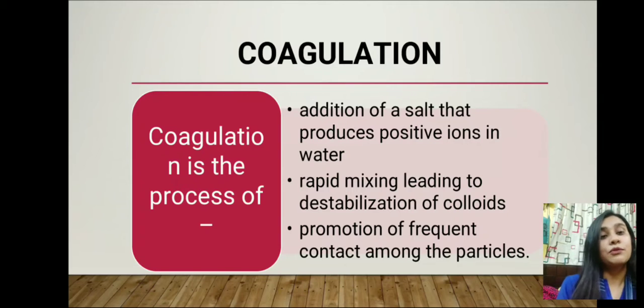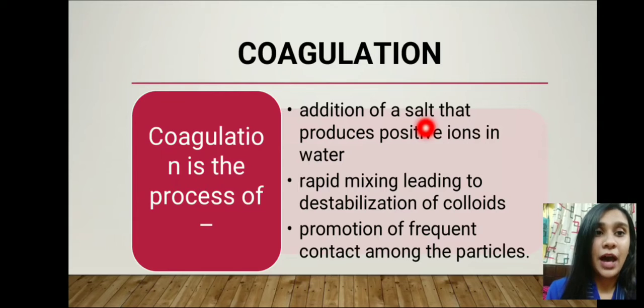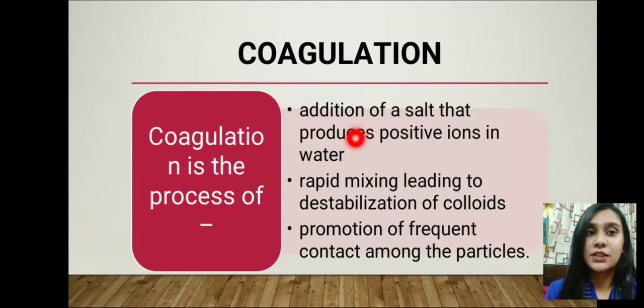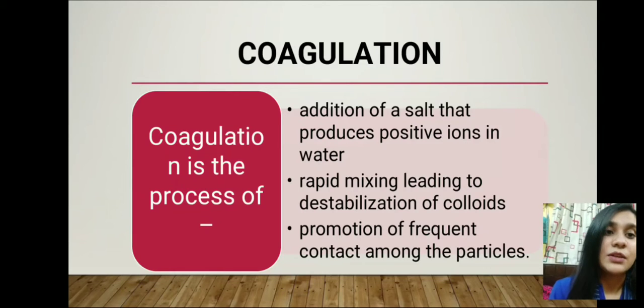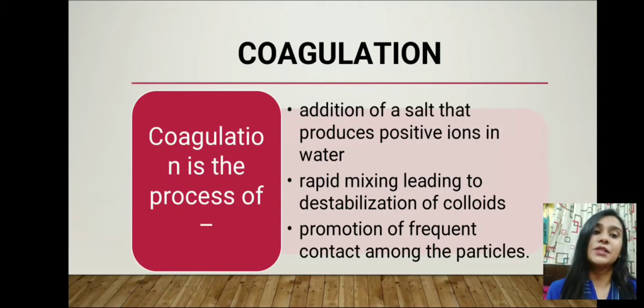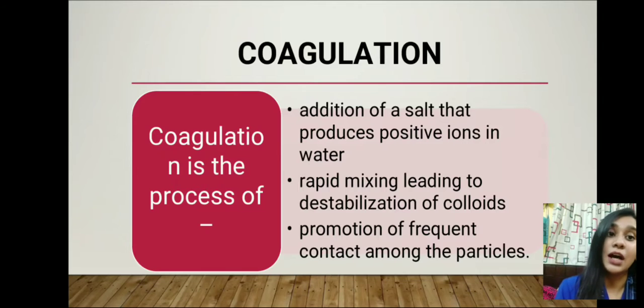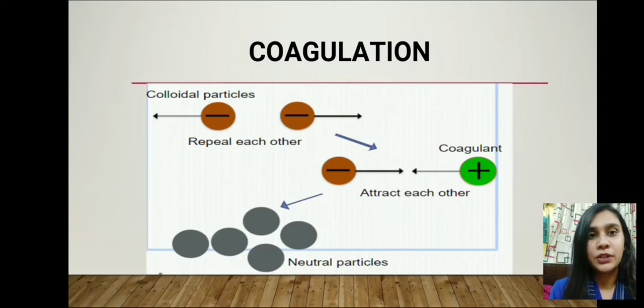If we come to the first point, which is coagulation, coagulation is basically a process which adds salt that produces positive ions in water. It is basically rapid mixing which leads to destabilization of colloids. The colloids, that is the dirt, are negative in charge, and the salts that we put in coagulation are positive ions. I'm going to show you in this picture.